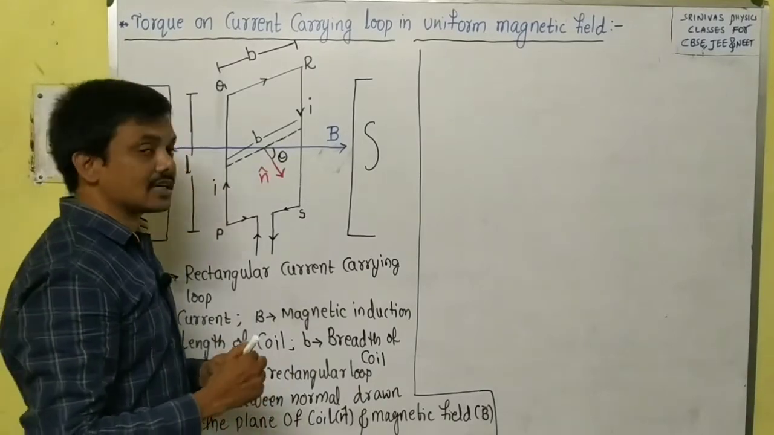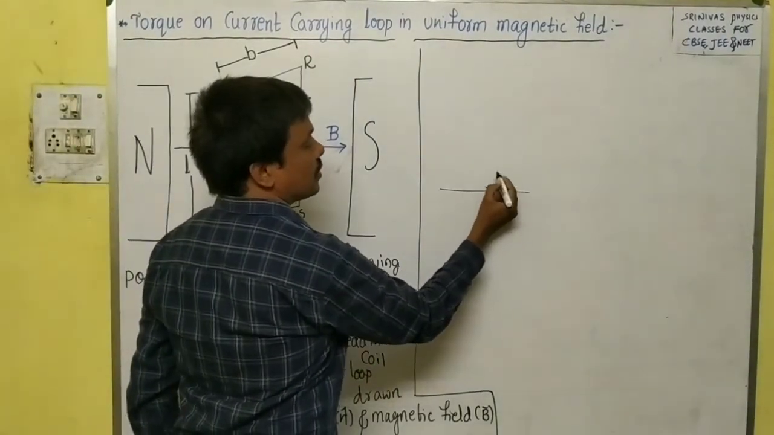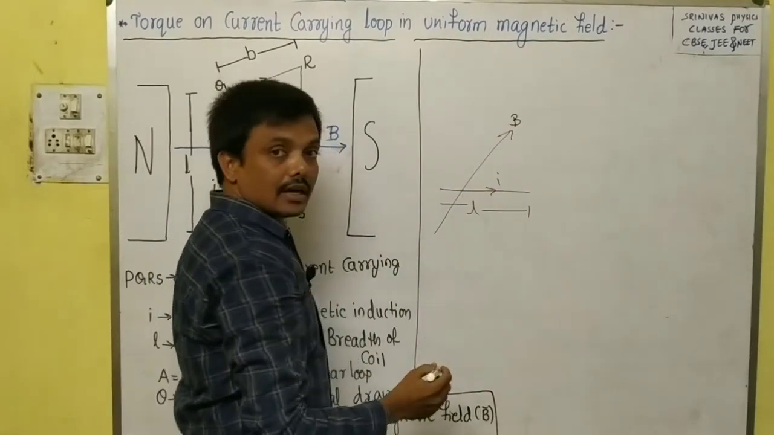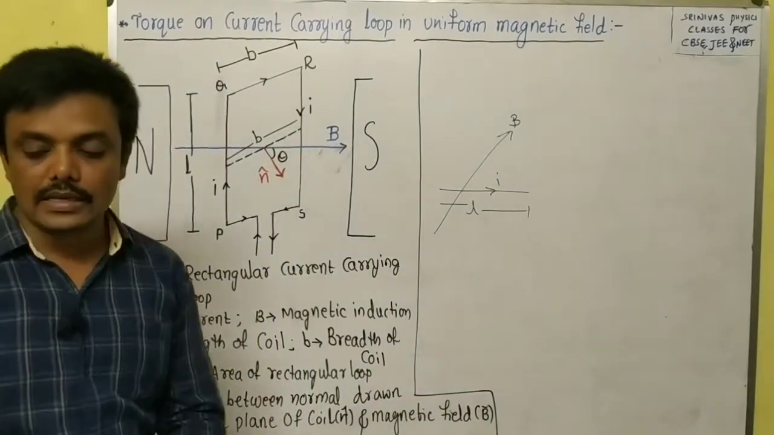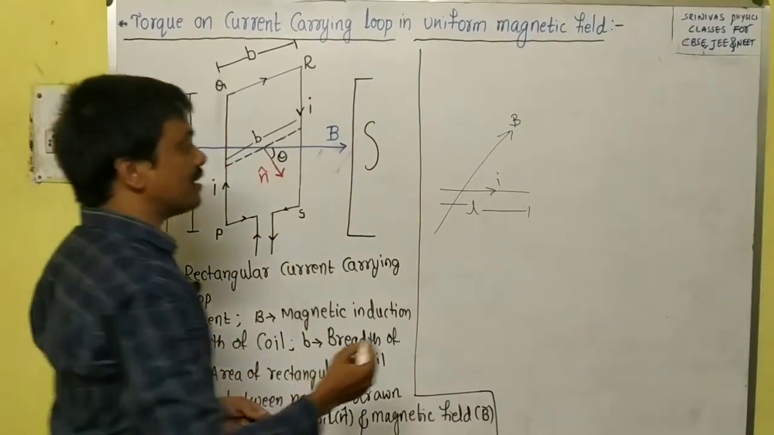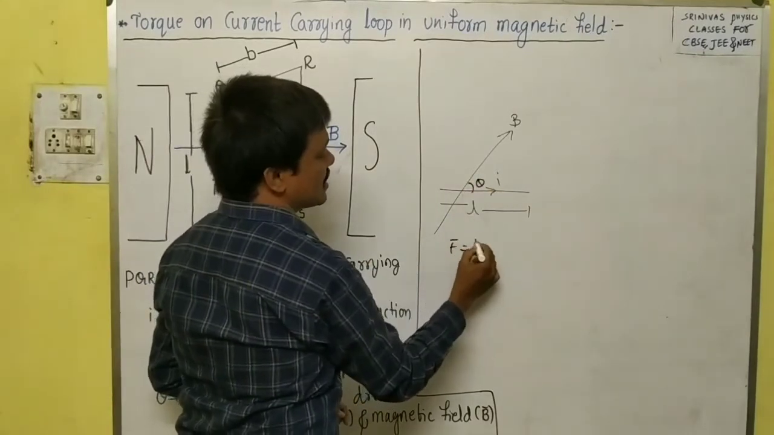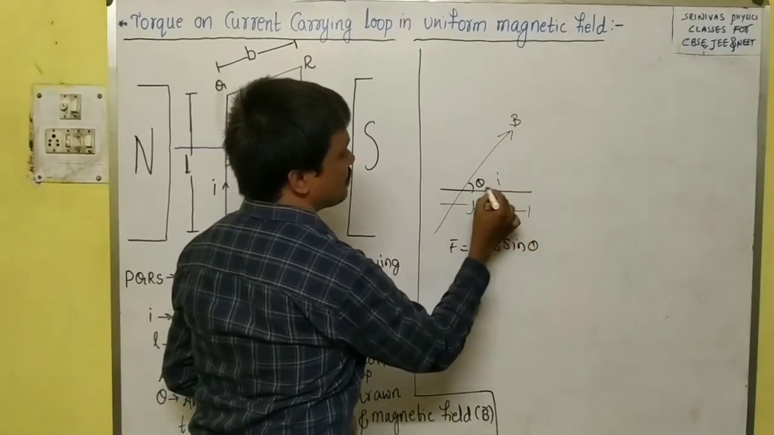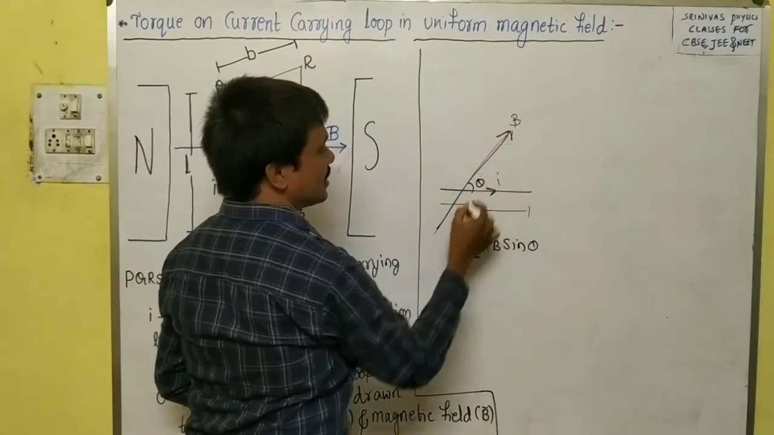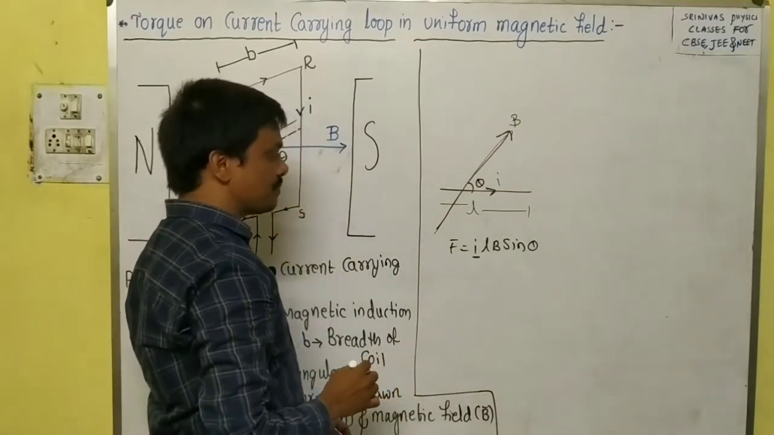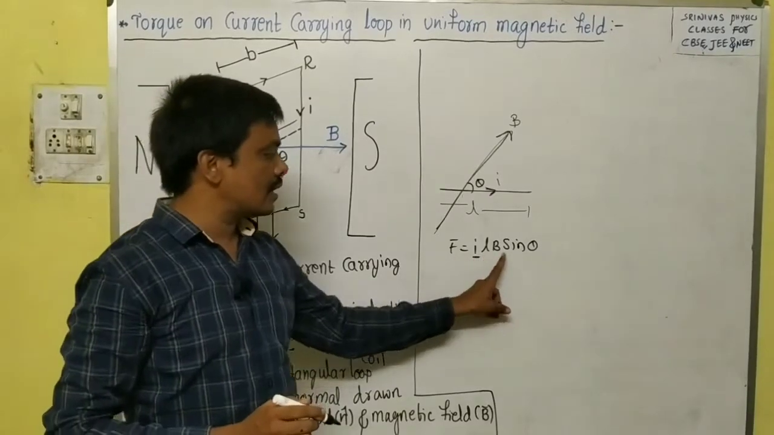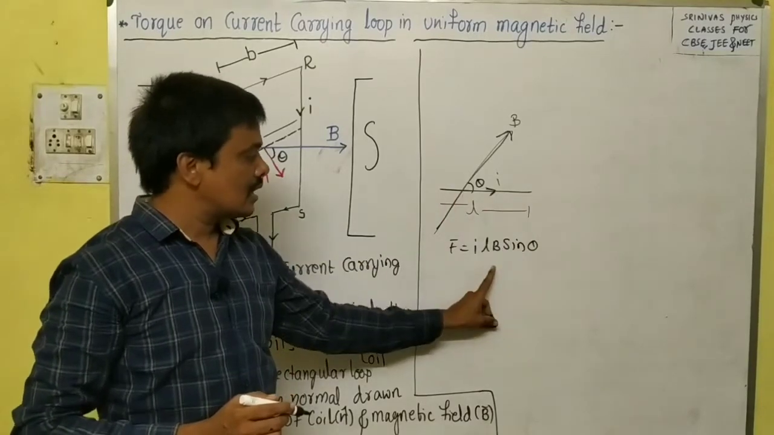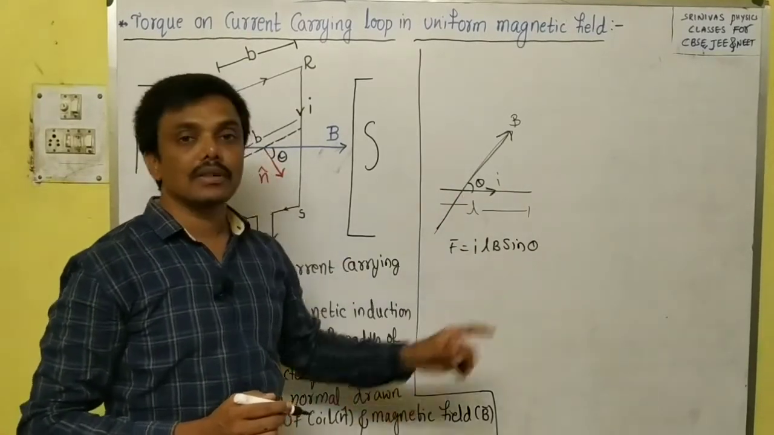Previously we discussed, when a current carrying wire whose length is L is placed in the magnetic field of induction B, then it will experience a force. The force formula is ILB sin theta. I is the current in the wire, length of the wire is L, B is the magnetic field, and theta is the angle between L and B.